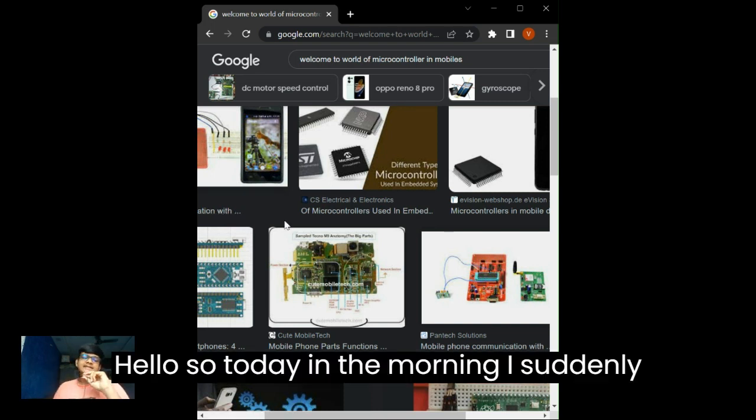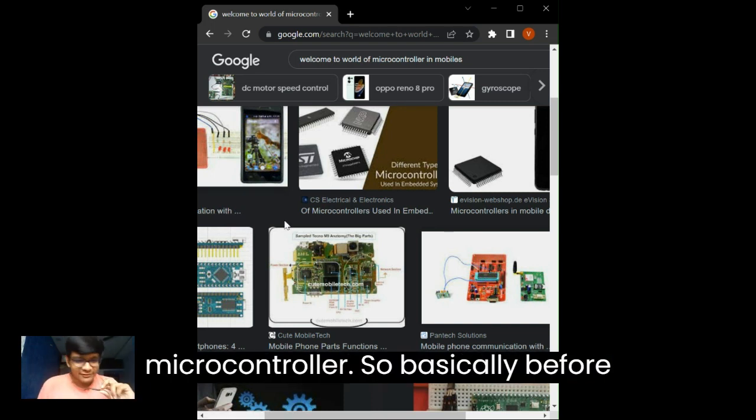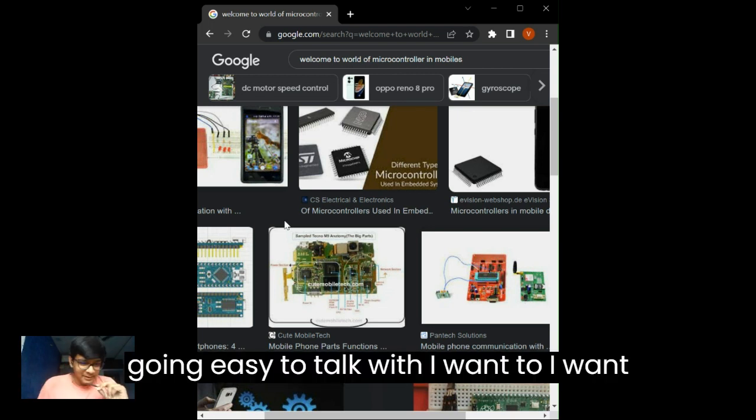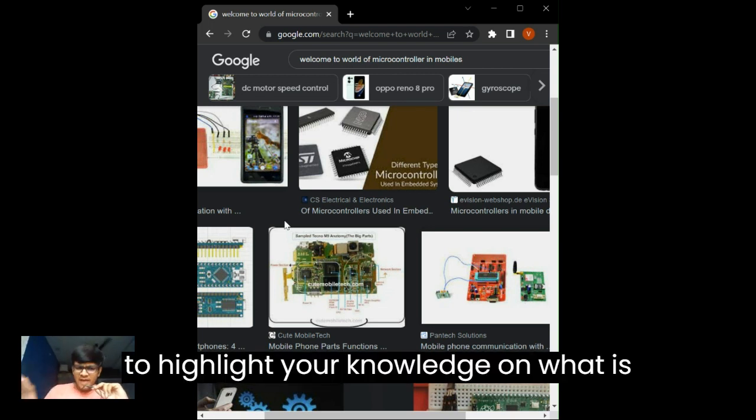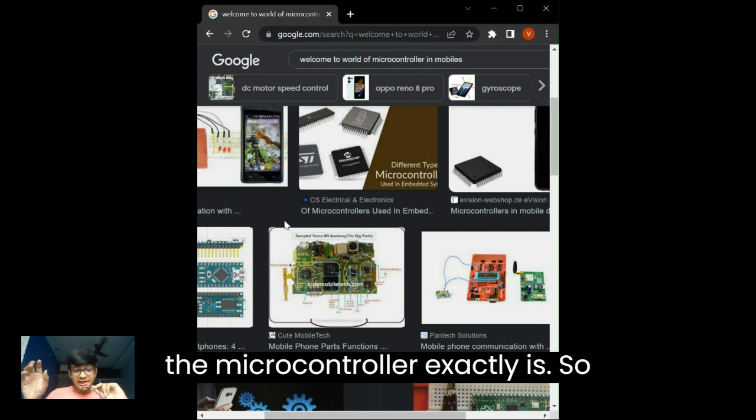So today in the morning, I suddenly had an urge to develop a video on the 8051 microcontroller. Before going into the topic, I want to highlight your knowledge on what exactly a microcontroller is.